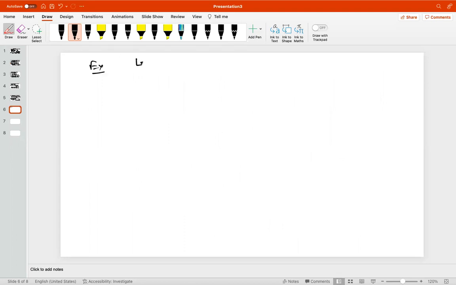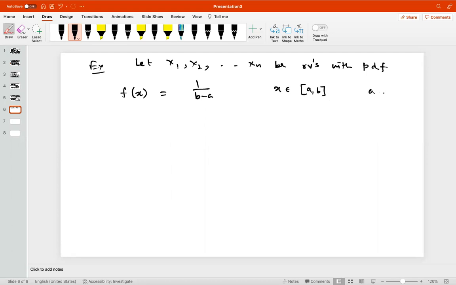So one example is like that. Say let X1, X2, ..., Xn be random variables with a common PDF, the probability density function, that is uniform from a to b. So it is 1 by b minus a when x belongs to a to b, a is less than b, and it is 0 otherwise.